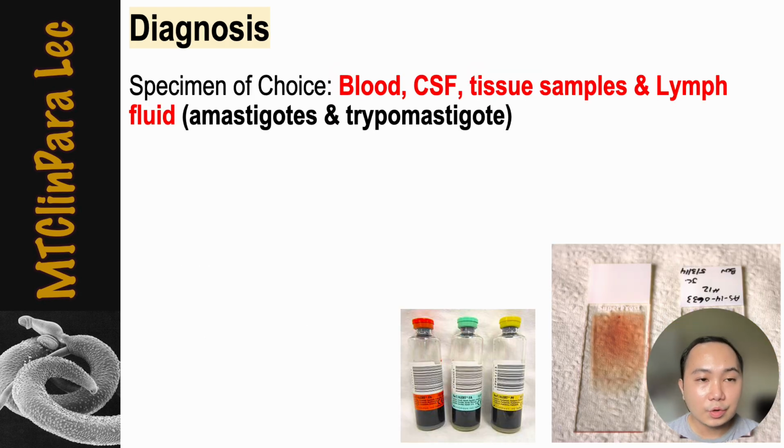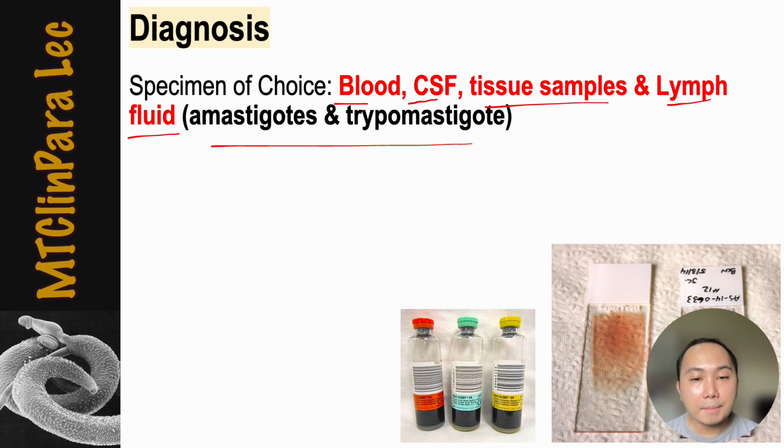For the specimen of choice, we can use blood as the most commonly acquired sample from patients, especially for the acute type of Chagas disease. In chronic, we can use CSF, tissue samples, and lymph fluid to check for the presence of amastigote and trypomastigote, usually seen in the bloodstream and other fluids, especially in the tissues of our heart.